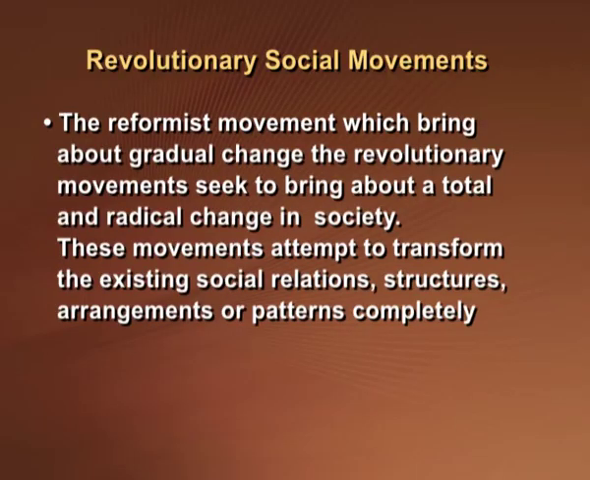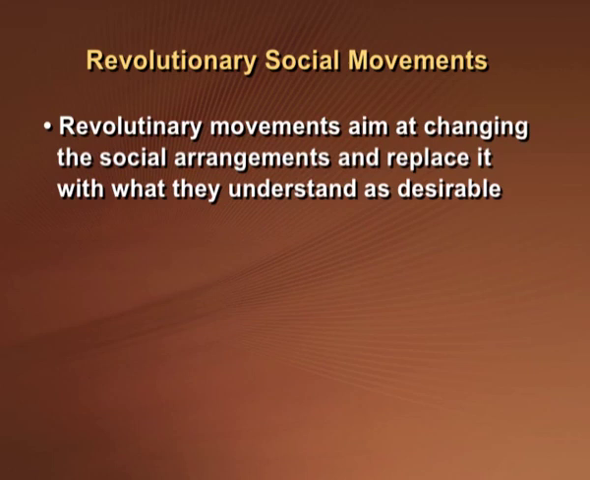The second category of a social movement is the revolutionary social movement. Unlike the reformist movement, which brings about gradual change, the revolutionary movement seeks to bring about a total or radical change in society. These movements attempt to transform the existing social relations or structures or arrangements or patterns completely. Revolutionary movements aim at changing the social arrangements and replacing them with what they understand as desirable. The revolutionary movements emerge as a rebellious action, where people even resort to violence against oppression by the ruling elite or against conquest or domination of people.